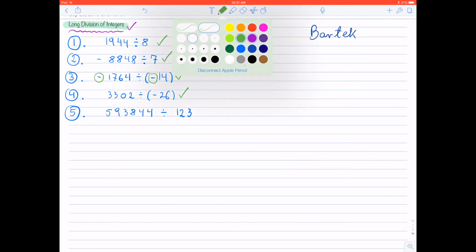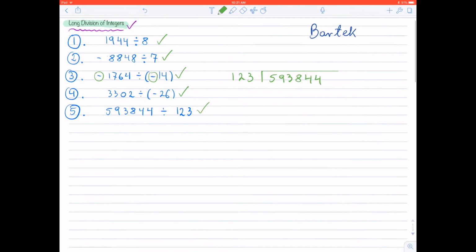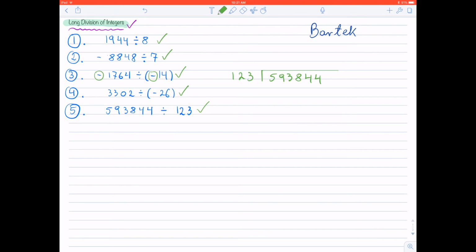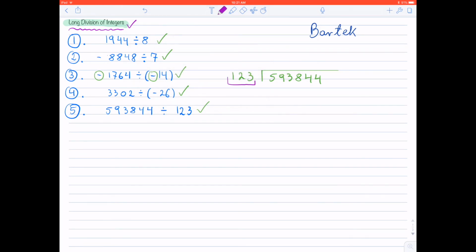And our last question here, so it's triple digit. We have 123 goes into, so much bigger number, 593,844. Okay, so it's triple digit, it's 3 digits, so let's start with 3 digits.